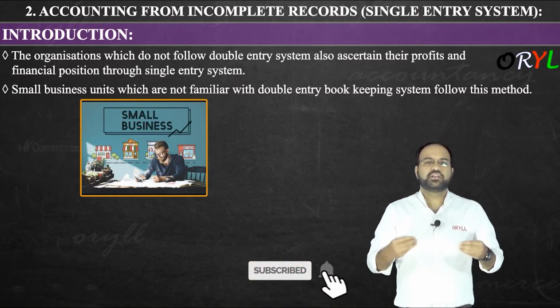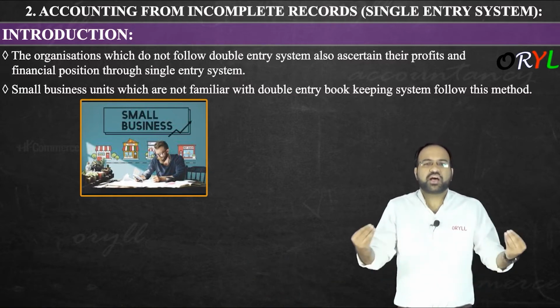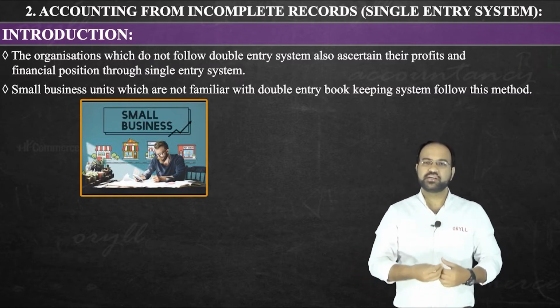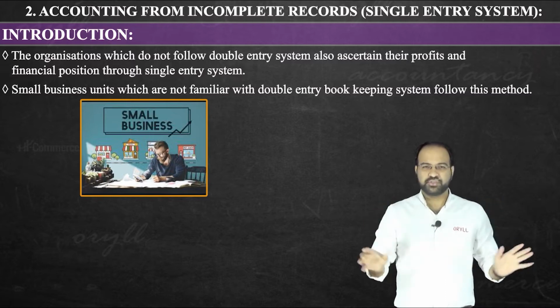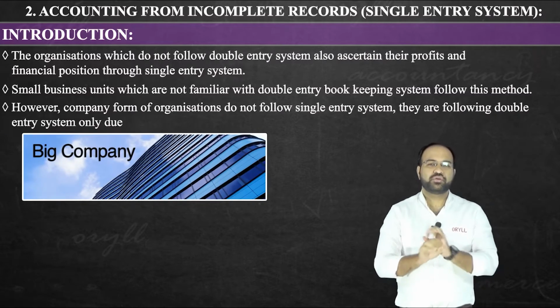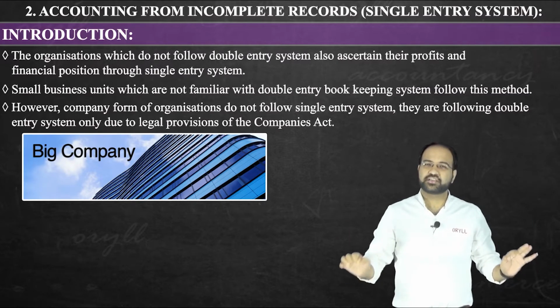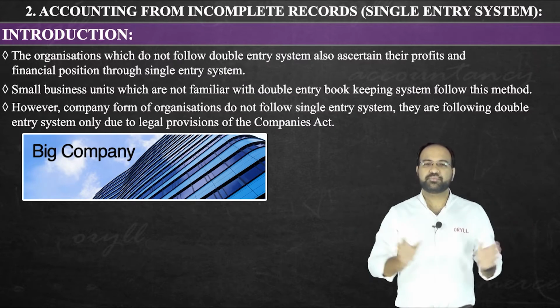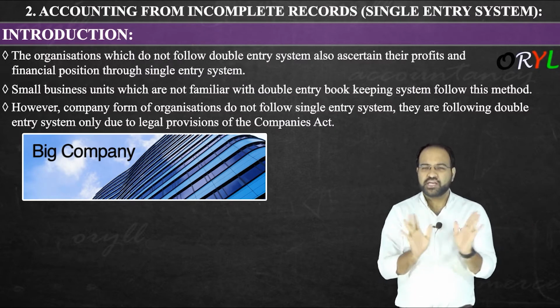It means the small businesses who do not have knowledge of the double entry system will follow this single entry system, but remember, only small business, yes or no? Next, however, company forms of organization do not follow the single entry system, they are following the double entry system only, due to the legal provisions of the Companies Act. Yes sir, now understand this point.